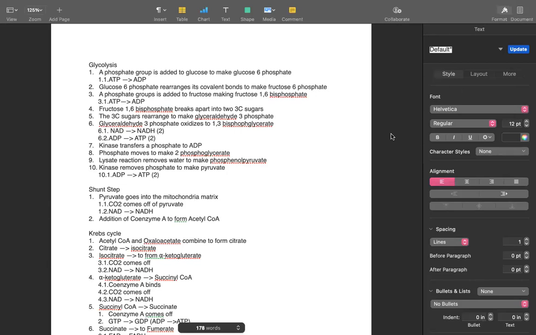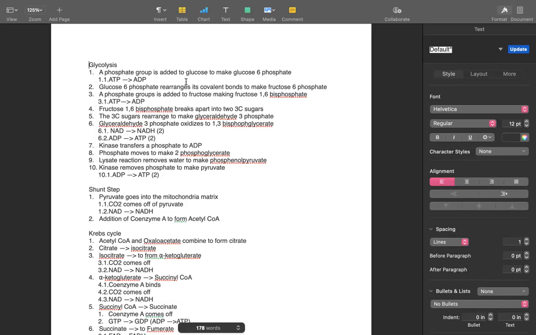So we have our first step in cellular respiration, which is glycolysis. What happens in glycolysis is we have a phosphate group added to glucose. So we're starting with glucose, and this makes glucose 6-phosphate. When this happens, one molecule of ATP goes to a molecule of ADP, because we're taking a phosphate group off of the ATP and adding it to the glucose.